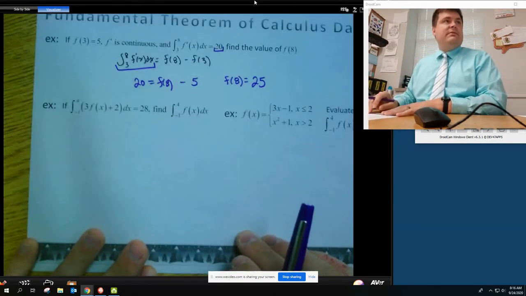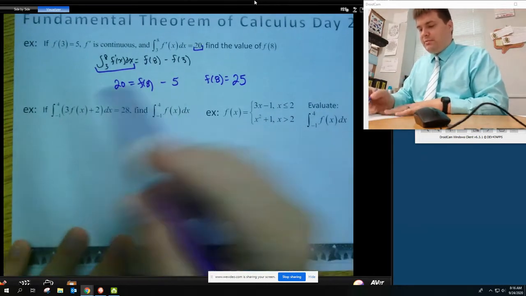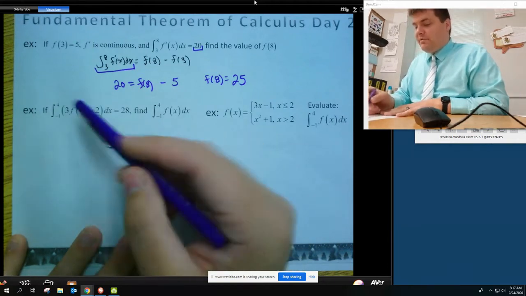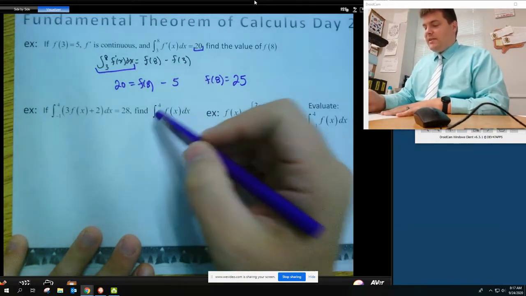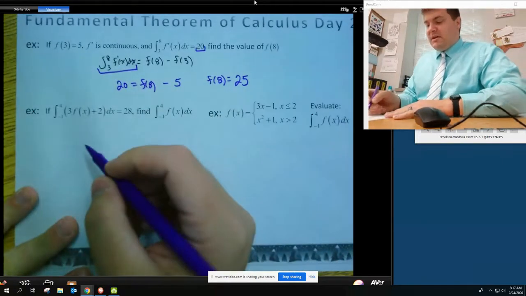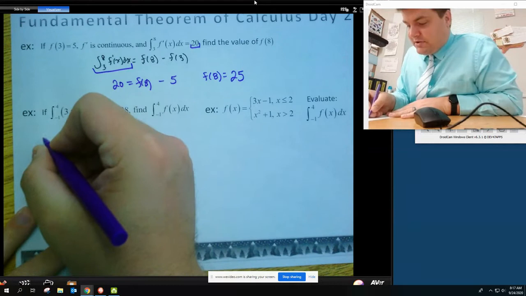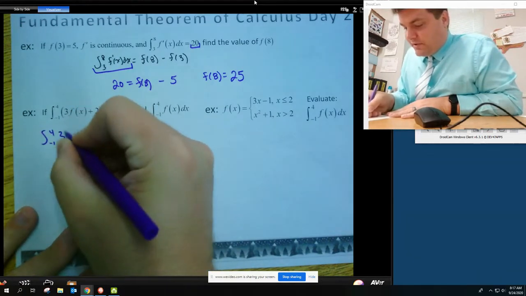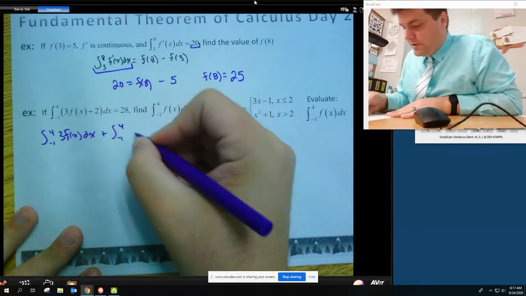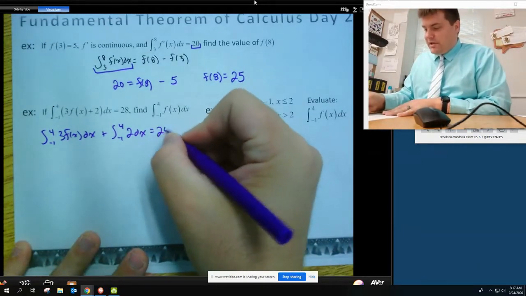All right, let's go below that. I think that's actually the only FTC problem here. Other ones are just using properties. So if we have that the integral from -1 to 4 of 3f of x plus 2 is 28, we need to find the integral from -1 to 4 of f of x. So I'm going to use some of my properties here. It's not really distribution, but it's an addition property of integrals: I'm going to do the integral from -1 to 4 of this 3f of x dx, add that to the integral from -1 to 4 of 2 dx. And again, that's going to be equal to 28.